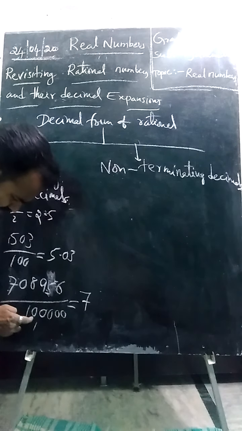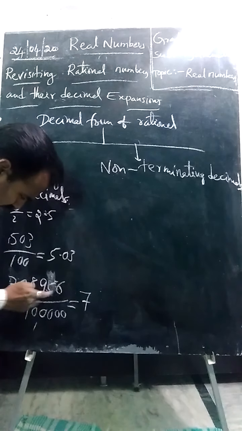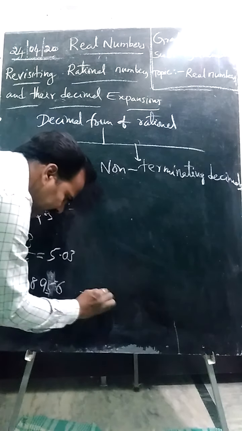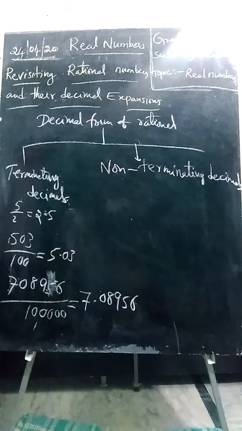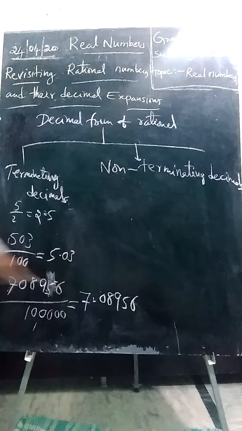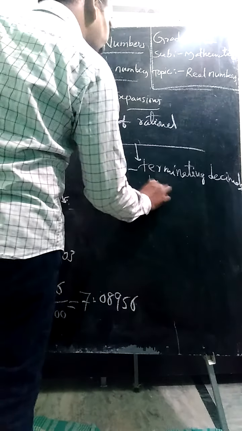Here, how many digits are there? 1, 2, 3, 4, 5 digits. So, you know from earlier classes, is it ending after the decimal point or not? Though it is a bigger number, it is ending. This type of number is terminating. But some numbers have no end.